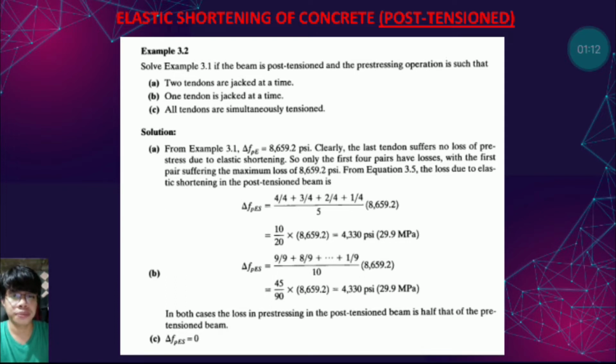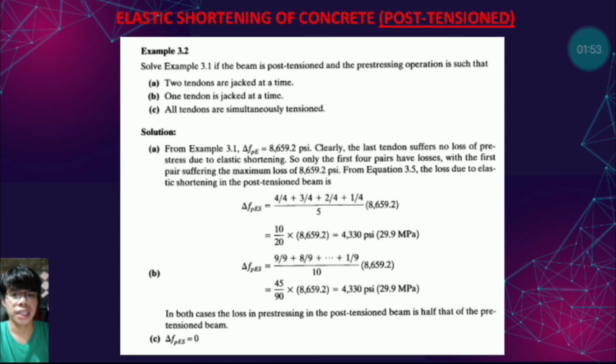8,659.2 psi. For situation A, we know that there are 10 pieces of prestressing strands. If two tendons are jacked at a time, then we will have 5 pairs of prestressing strands. Note that for post-tension members, the first tendon will suffer the maximum loss, while the last tendon will not suffer any loss. Applying that to our problem, the first 4 pairs of tendons suffer the effects of loss, while the last pair does not suffer any loss. We therefore do not include the last pair in the summation of jacking operations.